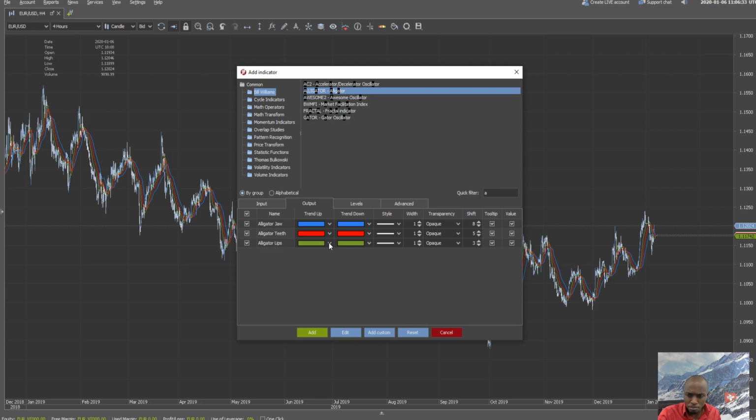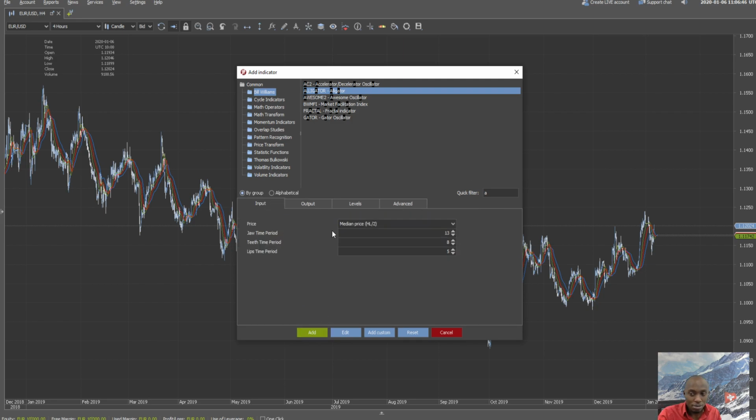It's kind of a friendly color for me. I like this color, so I will leave it the way it is. This is the color for the alligator, so you can change it if you want. And the basic configuration is 13, which is the long moving average, the median is the teeth, and the lips is the red moving average.